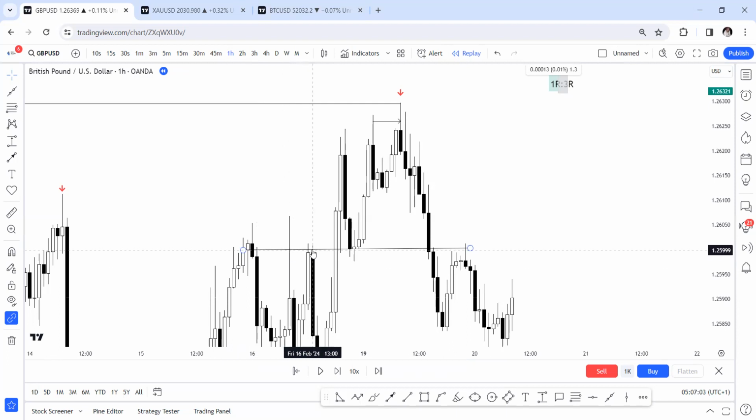Rejected, broke through, became a fresh support. That's why you got that rejection there. A fresh support was broken through, became a fresh resistance, and got reused again. See it?